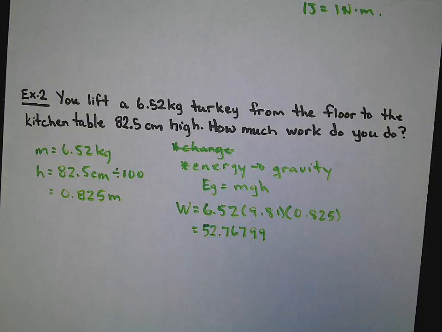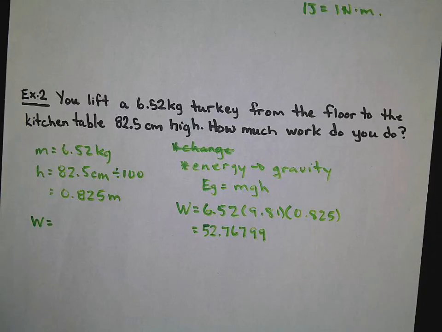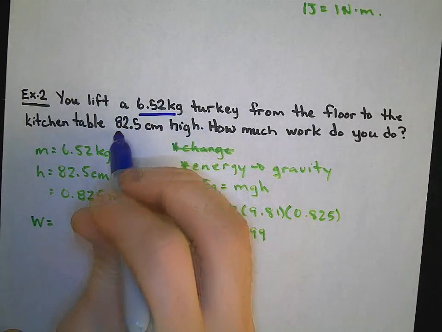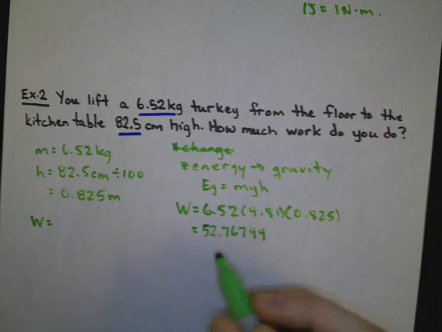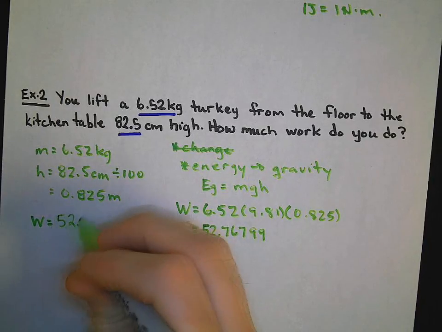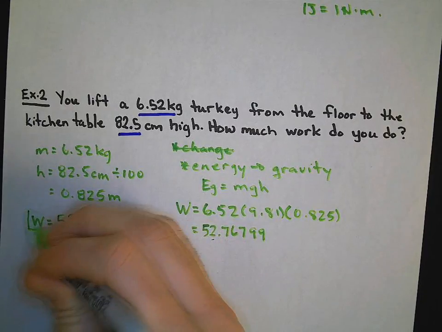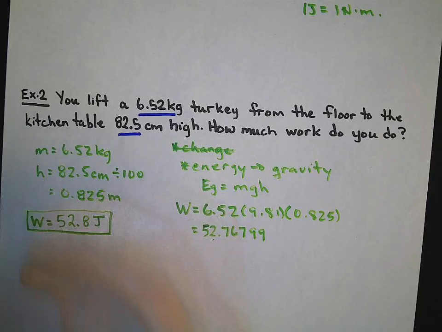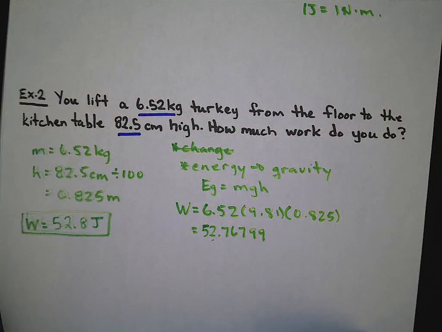So let us make sure of our answer in this case. Let's see significant digits. 3 significant digits, 3 significant digits. My answer must have 3 significant digits. So 1 significant digit, 2 significant digits. My last significant digit will be the 7, but let's look at rounding. My digit after it is a 6. So 52.8 joules is the work that's done lifting this turkey up to that height of 82.5 centimeters.